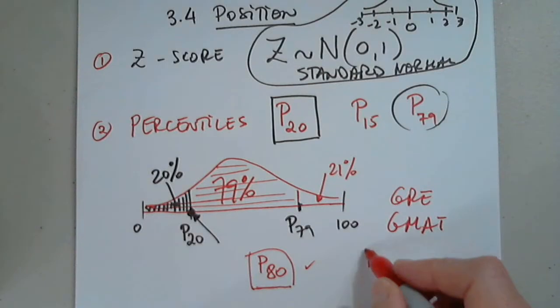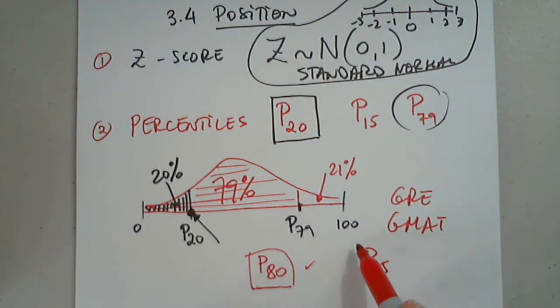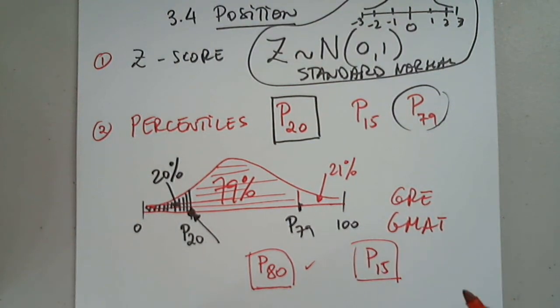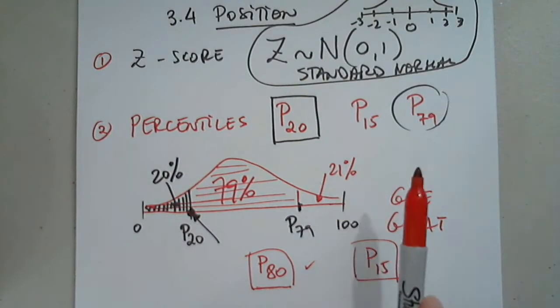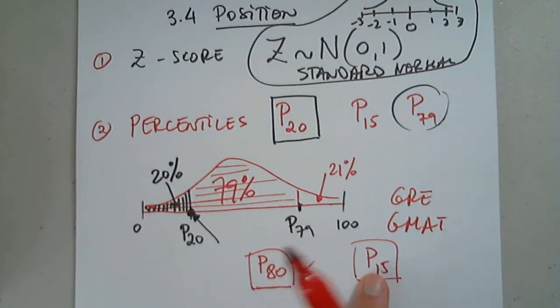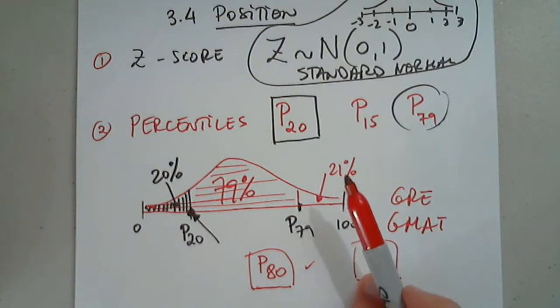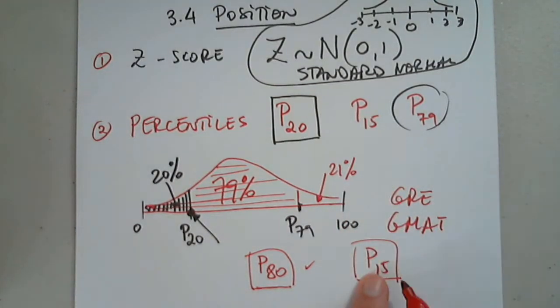If somebody says, I came in at P15, that's not that good, right? It's not good, because it means that only 15% of students who took that test came in lower than that score, whatever the score is. And the rest, 85%, are higher. So that's not a good position. This is a good position. 79 is a good position.